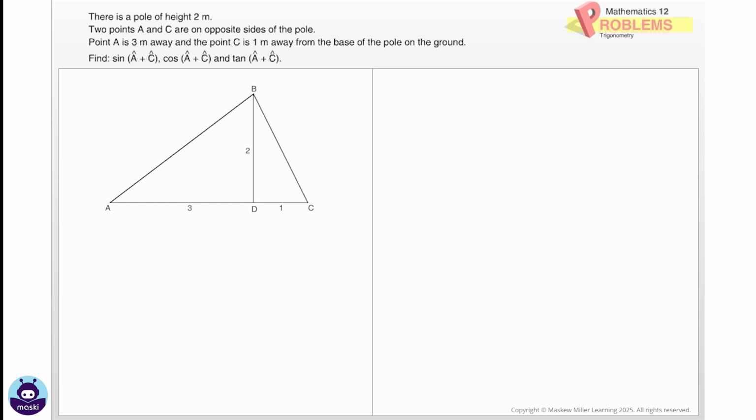Applying the Pythagoras theorem in triangle ABD, we get AB square is equal to AD square plus BD square. Substituting the values, we get AB square equals 13. Therefore, AB is equal to root 13 meters.